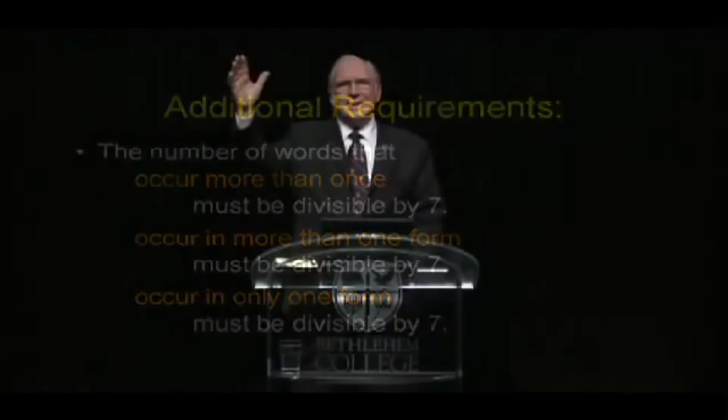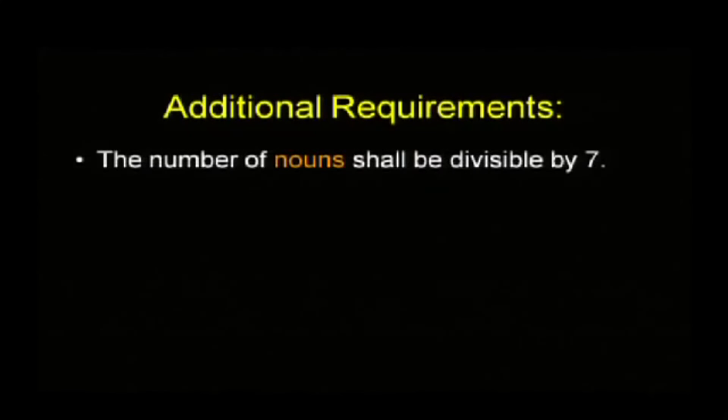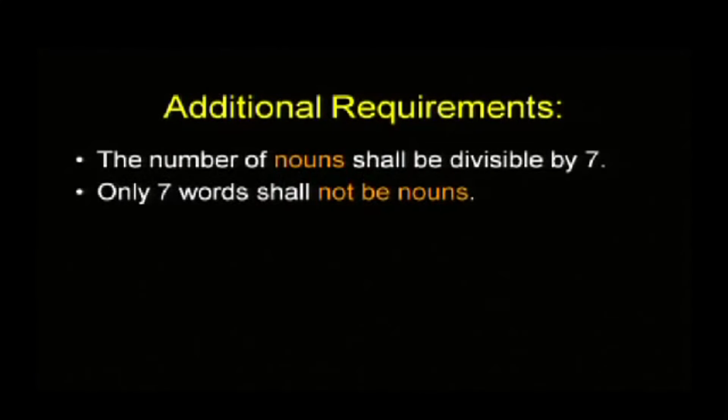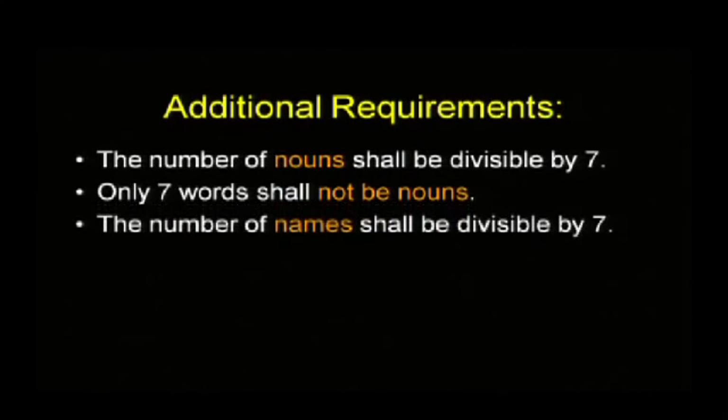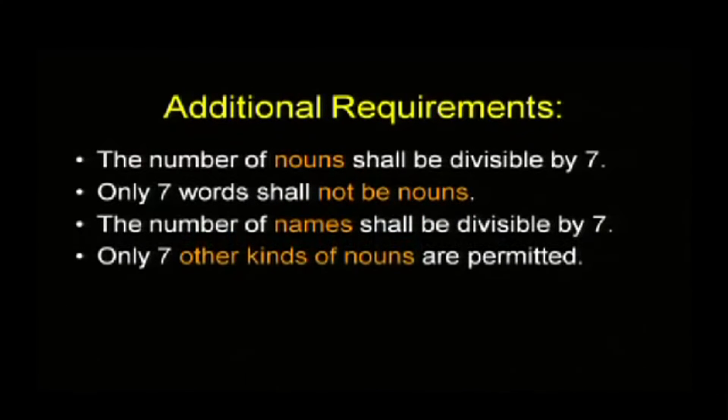How many are still playing? Okay. You realize every time I impose another 7-fold rule, you've got 6 chances of losing and 1 of winning just by randomness. You with me? Okay. The number of nouns should be divisible by 7. Only 7 words won't be nouns. And the number of names should be divisible by 7. Only 7 other kinds of nouns are permitted. Anyone still playing?